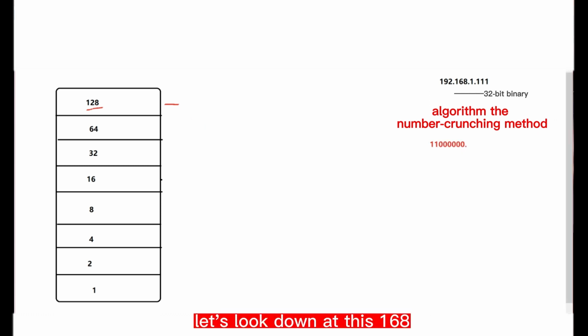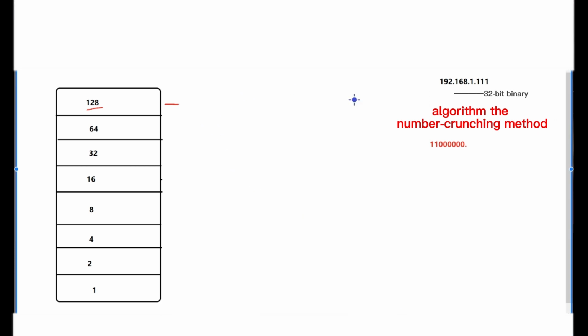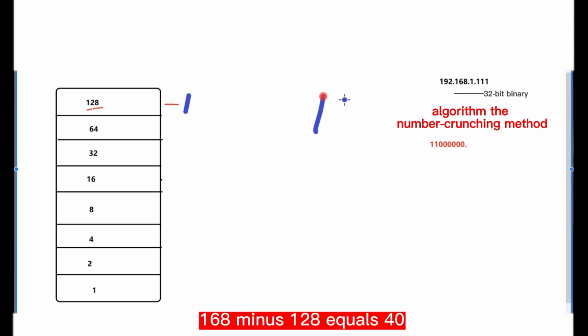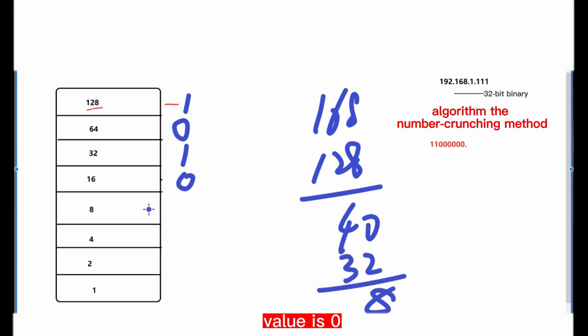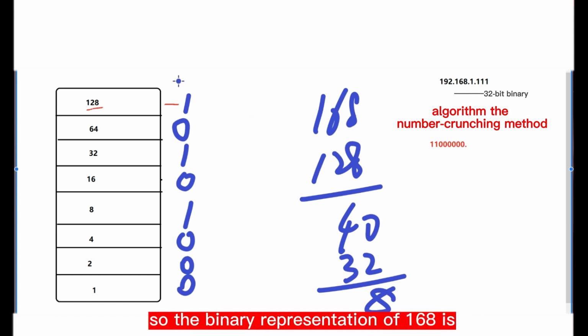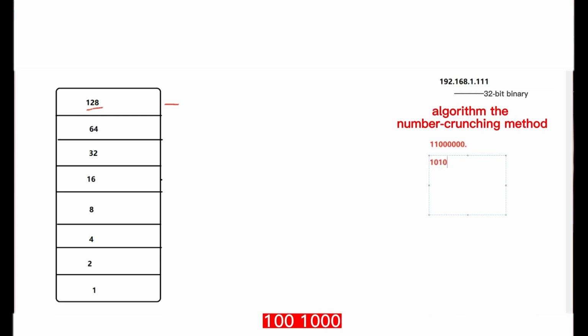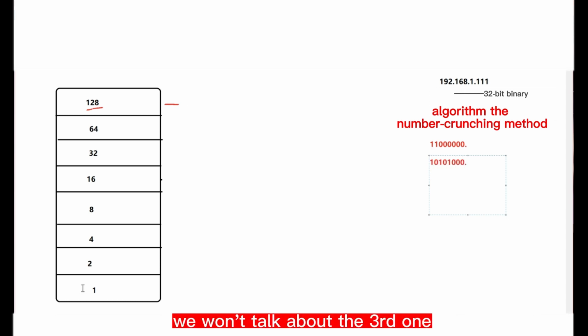Let's look down at this 168. First of all, 128 can be bought. 168 minus 128 equals 40. The 64 can't be bought, so the value is 0. 32 is affordable, value is 1. 16 can't be bought, value is 0. 8 is just right to buy, value is 1. After buying 8, all the following values are 0. So the binary representation of 168 is 10101000.